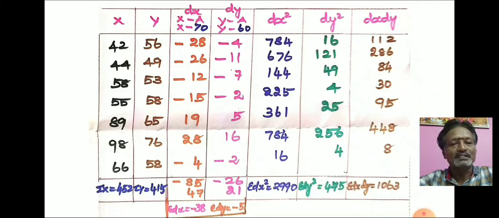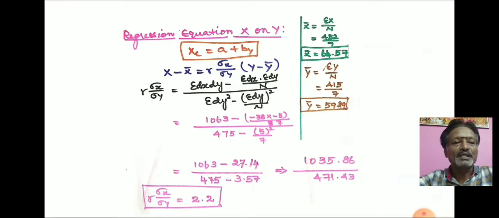So now we have estimated all the values. Sigma x we have estimated and sigma y we have estimated. These two values are estimated for calculating x bar and y bar value, and dx value we have calculated. That is sigma dx is equal to minus 38, sigma dy is equal to minus 5, sigma dx square is equal to 2990, sigma dy square equal to 475, and sigma dx dy equal to 1066. So after estimating all the values, we have to substitute the values in the equation and find out the equations. First we will find out the regression equation x on y.